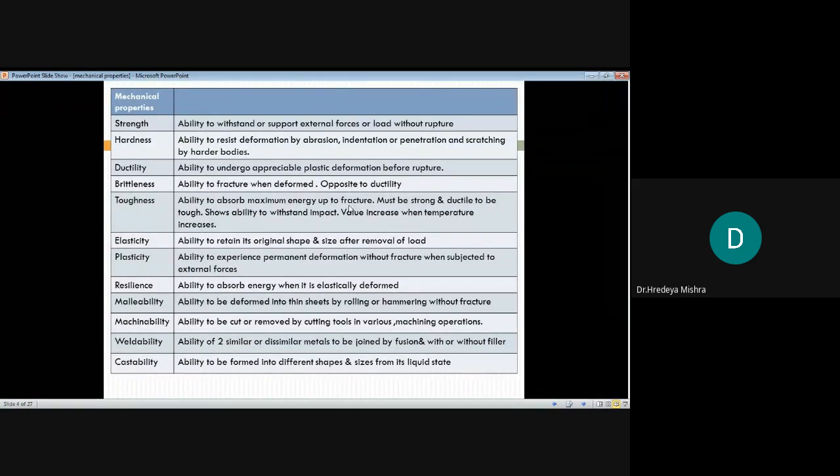Toughness is the ability to absorb maximum energy up to failure. A material must be strong and ductile to be tough. Okay. So the ability to withstand impact value increases when temperature is increased. So, what is the toughness?